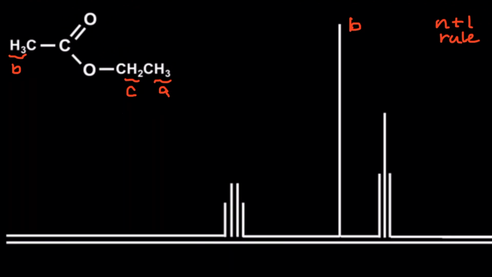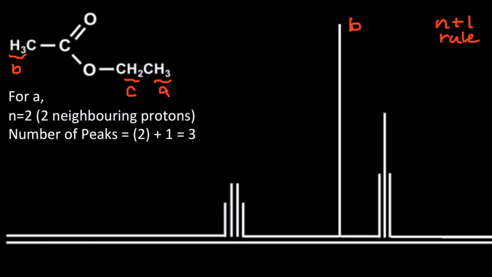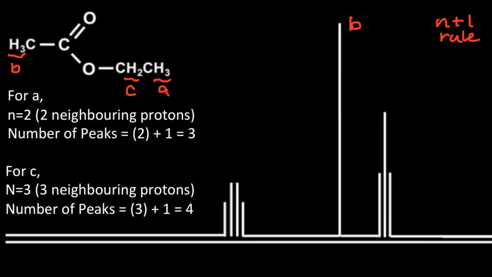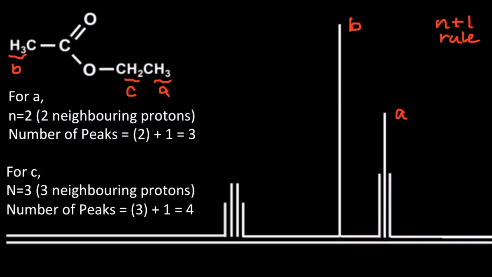For Ha and Hc, the number of neighboring protons is 2 and 3 respectively. Therefore, according to the same n+1 rule, this will result in a triplet and quartet respectively.